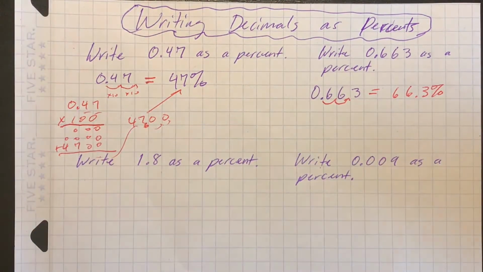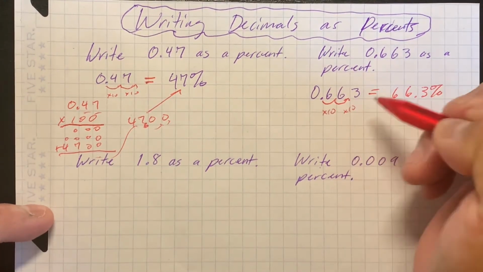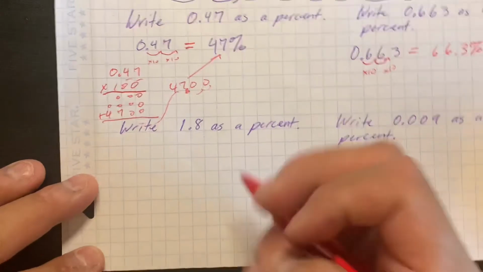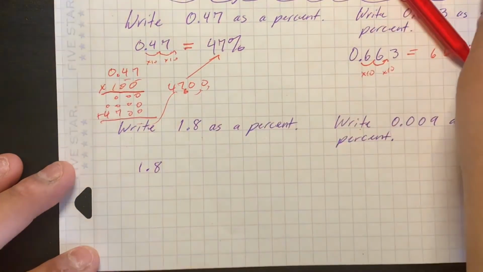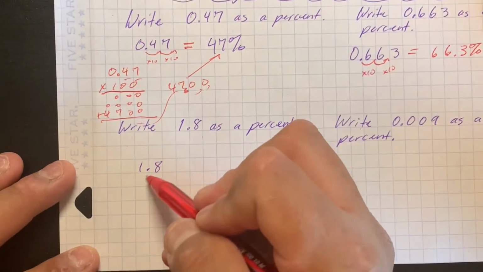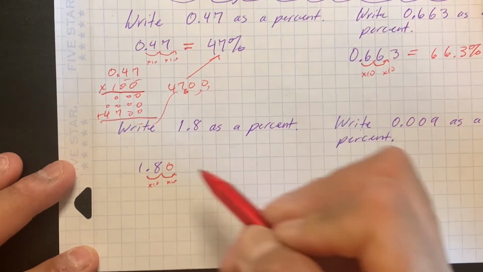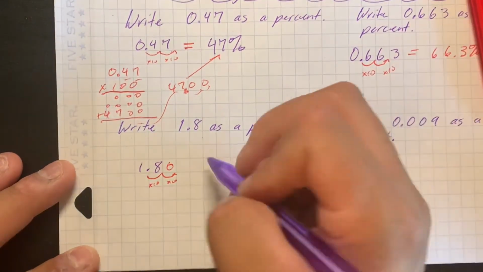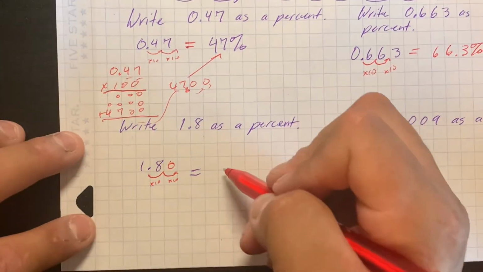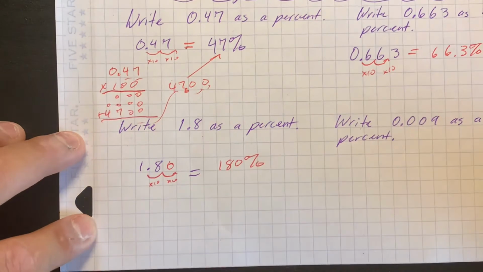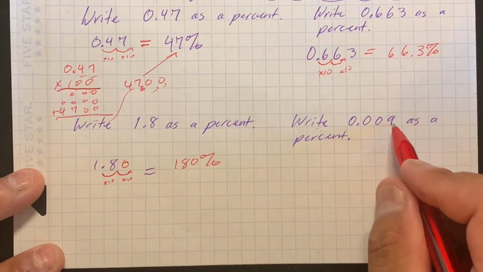Okay, so for this one, we're writing decimals as percents. We're going to be multiplying by 100. That means we move the decimal point to the right 2 times. Now we have 1 8/10. We're going to write that as a percent. Again, move that decimal point to the right twice. 1, 2. Stop there. Annex a 0. So this will be 180%.